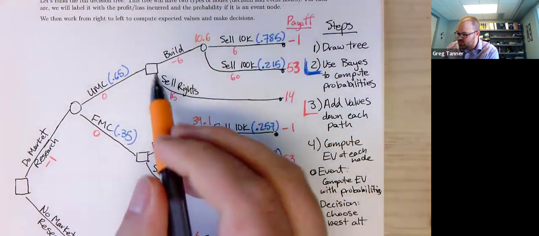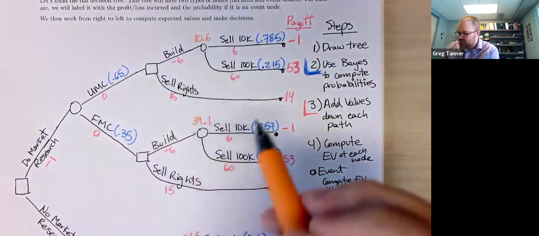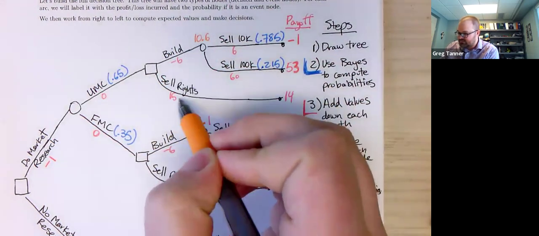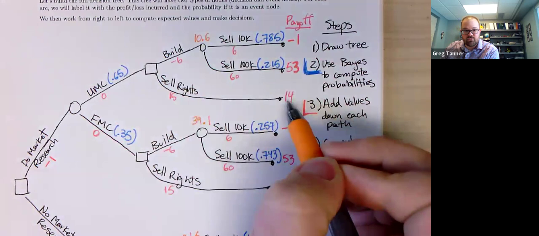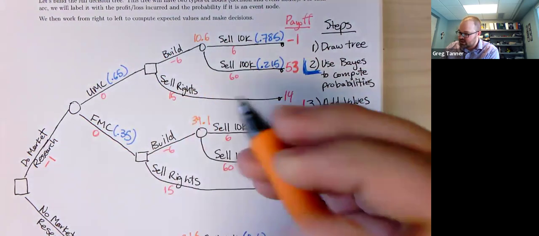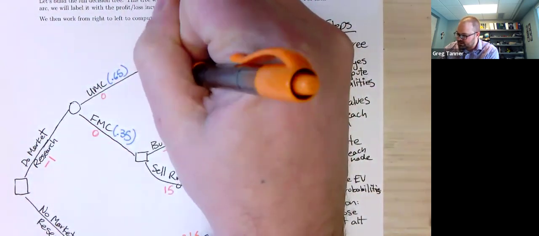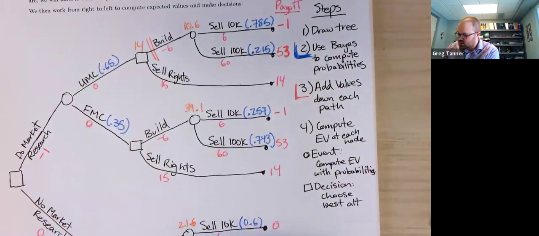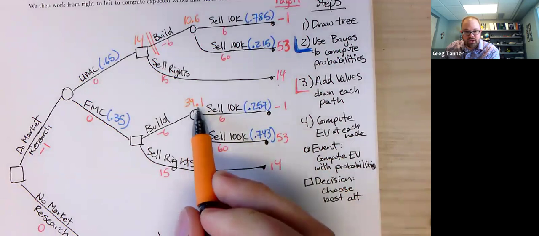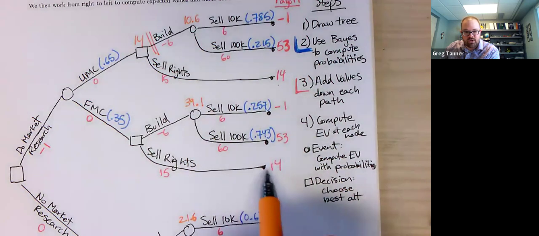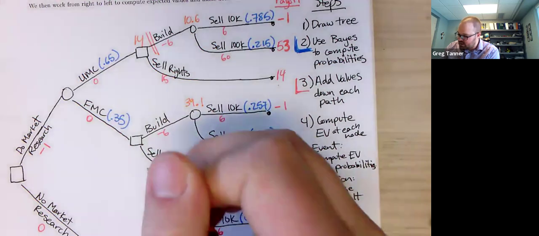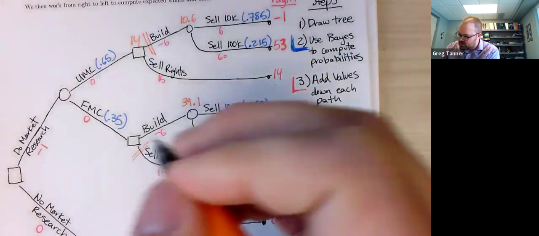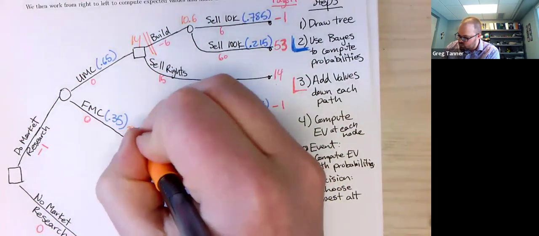Now I need to look at my decision nodes here. And here I compare the 10.6 to the 14. 14 is better than 10.6, and so I'll block this path and I'll bring the 14 up there. Here I've got 39.1 compared with 14. 39.1 is better than 14. And so I'm going to cross off that path and write the 39.1 here.